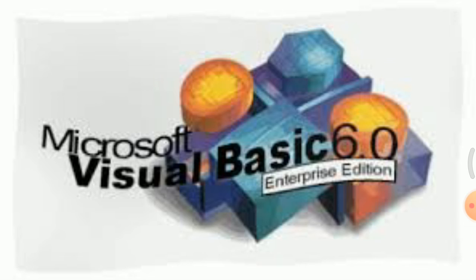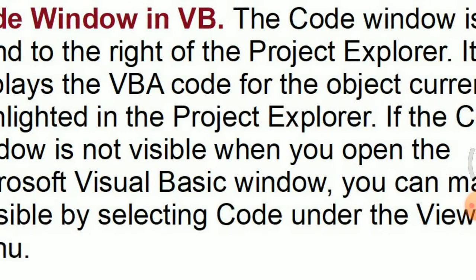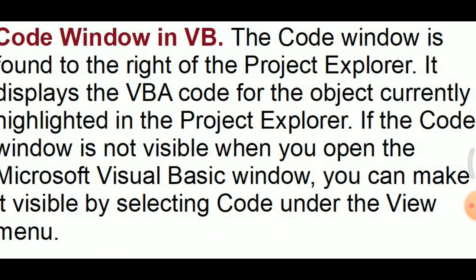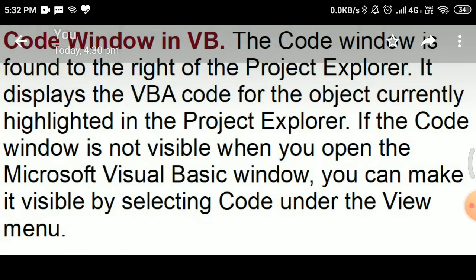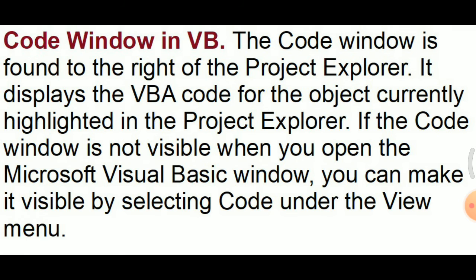In the last class we started our second chapter and learned the tools in Visual Basic. So now the second topic is the code window in VB. The code window is used to write, display and edit Visual Basic code. The code window consists of two main elements, the object box and the procedure box.